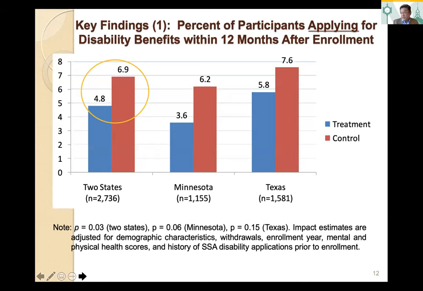And on this graph, I just summarized some of the main results. On the left side, you can see that in the two states, we're looking at the percent of participants who applied for disability benefits within 12 months after enrolling in the DMIE. And this shows you that in the treatment group, 4.8% applied for disability benefits, which was lower than the control group, where 6.9% of participants applied for disability benefits. This difference is significant with a p-value of 0.03. So the treatment group had a lower percentage applying for disability benefits after enrolling in the DMIE.